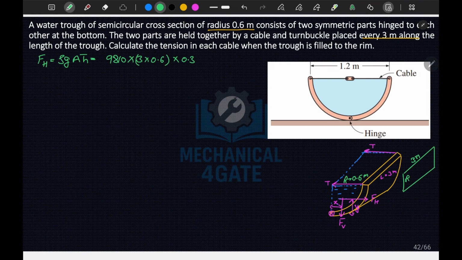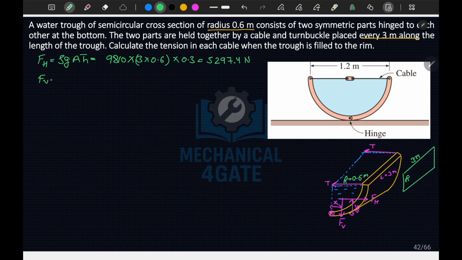Now if we solve this, it will be 9810 into 1.8 into 0.3, which is equal to 5297.4 Newton. This is your FH value.